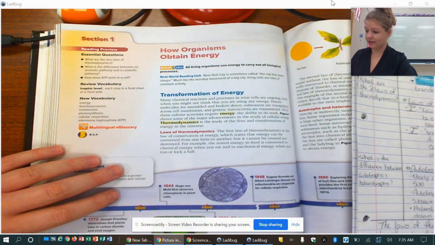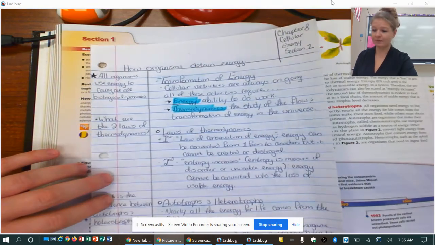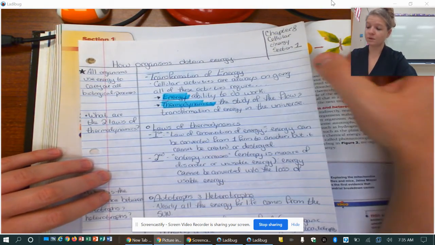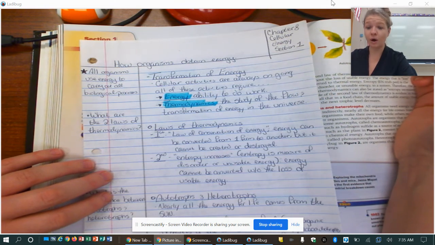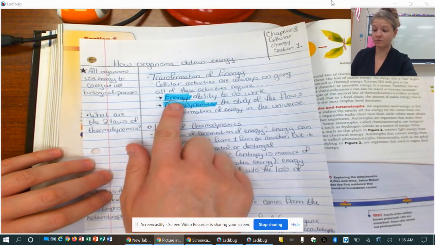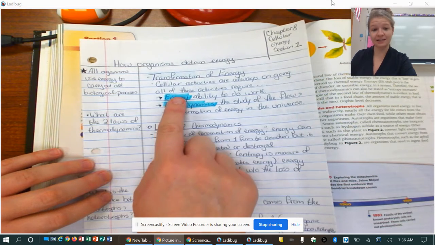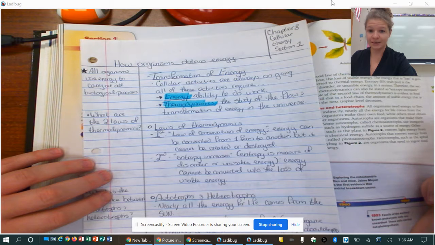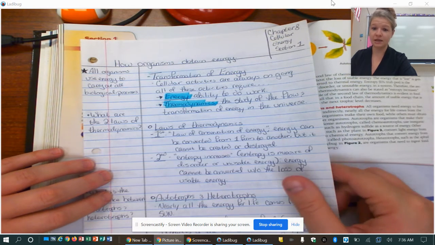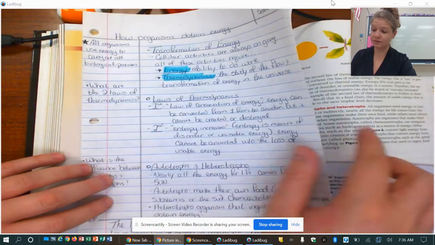So, how did I pull out necessary information? Well, first, I just simply summed it up by saying cellular activities are always ongoing. All of them require energy, which is the ability to do work. I highlighted it because I wanted to remind myself that it was a vocab word. Then I wrote thermodynamics, the study of the flow and transformation of energy in the universe. I knew then I was going to be talking about the laws of thermodynamics.